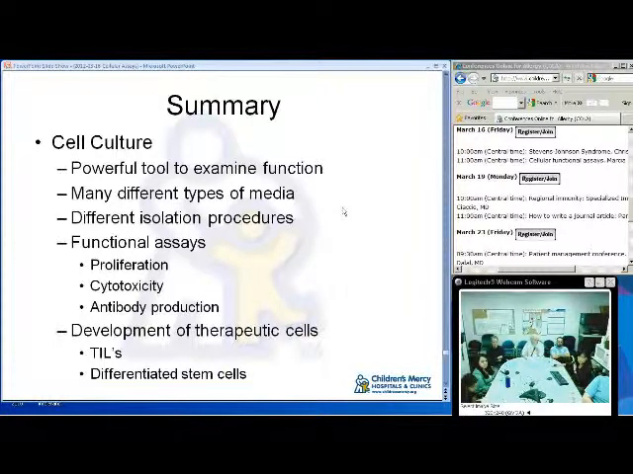There are different isolation procedures you can use depending on what the question is, on what type of cells you want to look at. There are different functional assays you can be looking at if you want to look at proliferation, cytotoxicity or antibody production. And then there's the development of the therapeutic cells, the tumor-infiltrating lymphocytes or the differentiation of the stem cells.